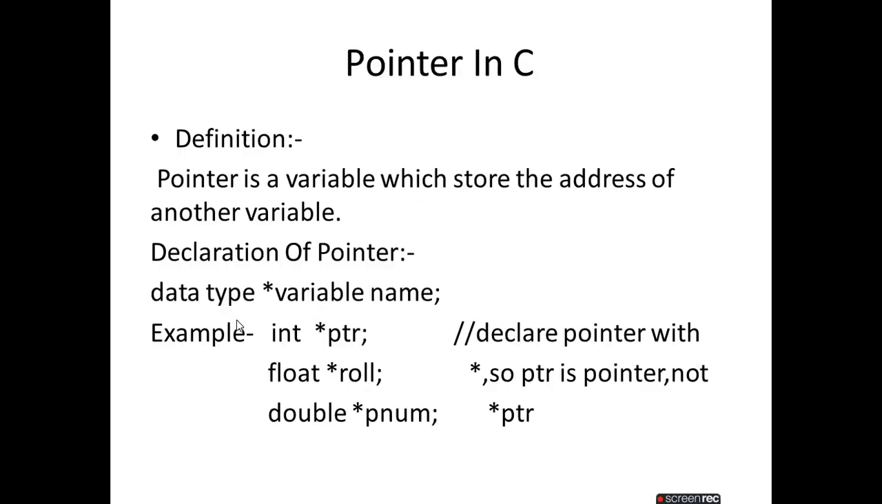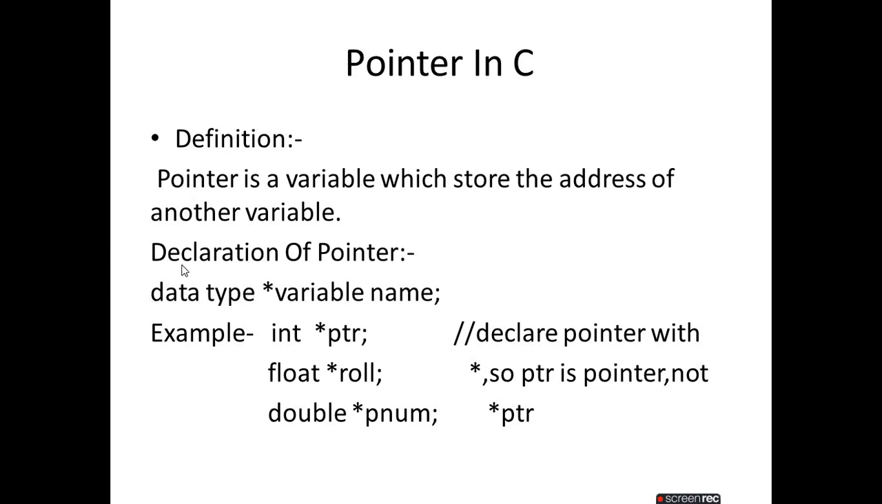Let's start. What is a pointer? What do you mean by pointer? Basically, the definition is: a pointer is a variable which stores the address of another variable. That means a pointer is nothing but a variable, but such a type of variable which stores the memory address of another variable.